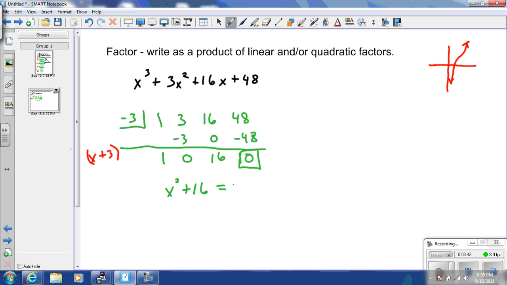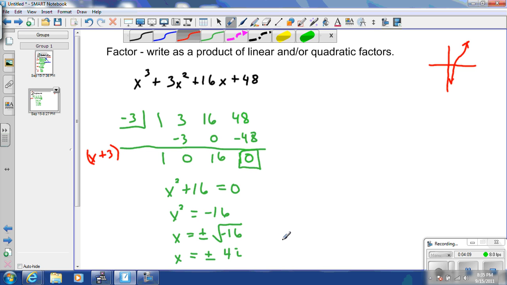Well, if that equals 0, if I'm going to figure out what makes this equal 0, I subtract the 16 over, and I know that I have to take plus or minus the square root of -16. There's a negative in there, I almost forgot. Well, this is going to be plus or minus 4i. So that's going to give me two factors, x minus 4i and x plus 4i.